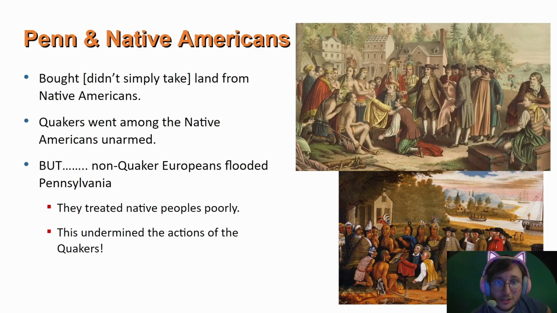Now, William Penn also sought to establish a just and fair relationship with the Native Americans. Unlike other colonial leaders, Penn purchased the land from Native Americans rather than simply seizing it. Quakers were known for their peaceful interactions with the Native Americans, often going among them unarmed. However, the influx of non-Quaker Europeans into Pennsylvania disrupted this harmony. These new settlers treated Native Americans very poorly, undermining the Quakers' effort to maintain peaceful relations. This tension highlighted the challenges of sustaining Quaker ideals in a rapidly growing and diverse colony under increased control of the European crown and new immigrants.